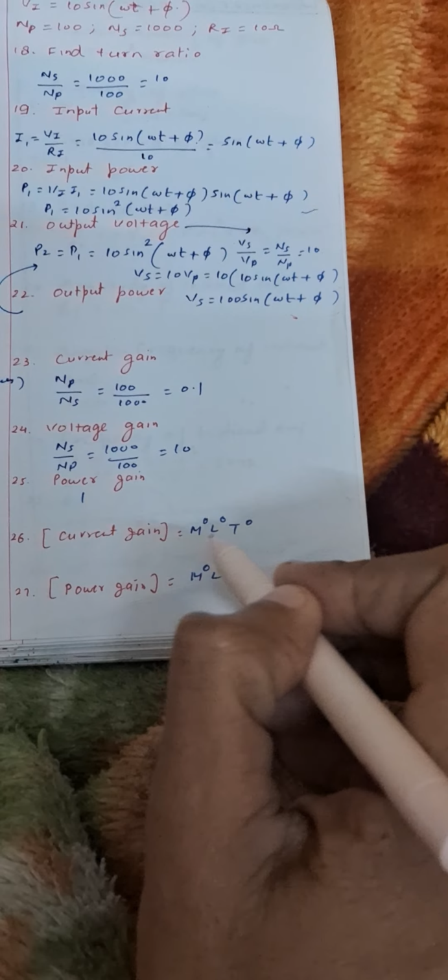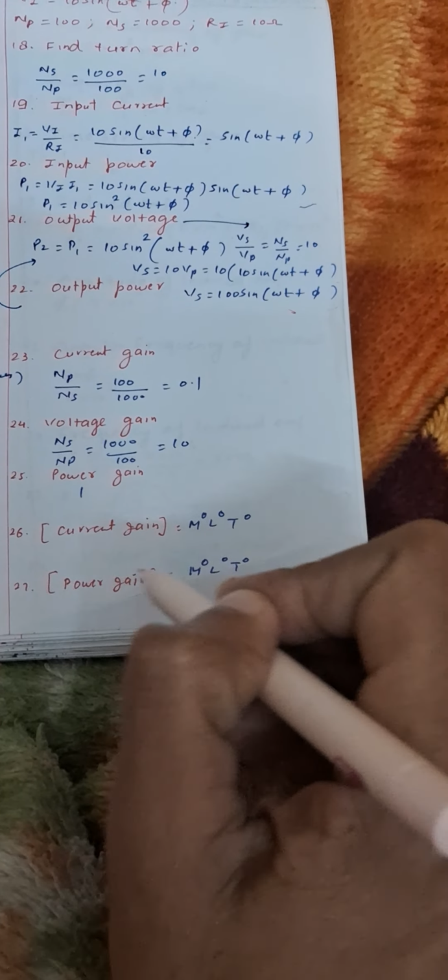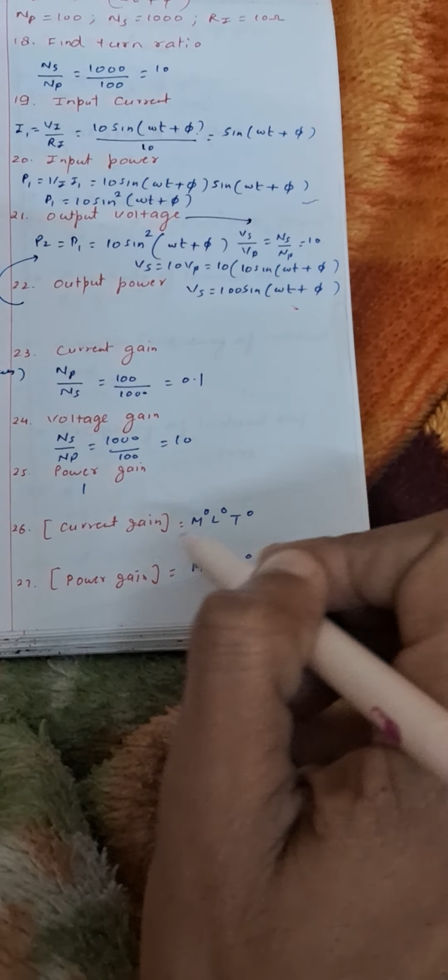Next is dimension of current gain. So it is M0 L0 T0. Next is dimension for power gain. This is also M0 L0 T0.